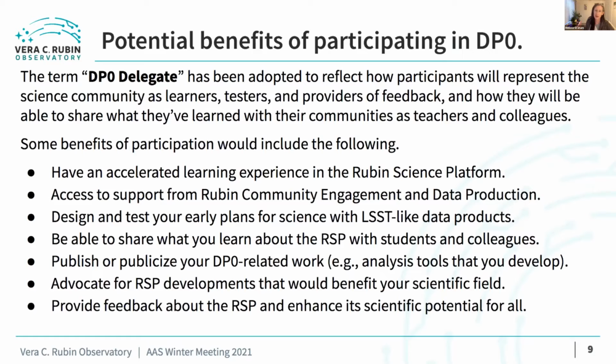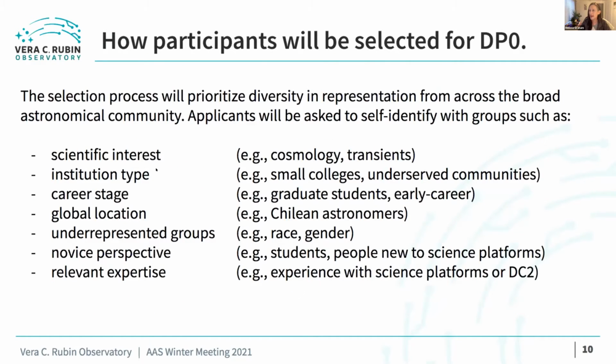As I mentioned, the RSP is still in development. And so part of the reason why we want to have people in there using it now is to get their feedback on what aspects really need to be upgraded or changed in order to enable LSST science. And then the final benefit is being able to provide feedback about the RSP and enhance its scientific potential for everybody. So that's why we're hoping people will apply to be DP0 delegates. And as I mentioned before, if we're oversubscribed, we'll be using a diversity, basically a random selection process that prioritizes diversity and representation from across the broad astronomical community.